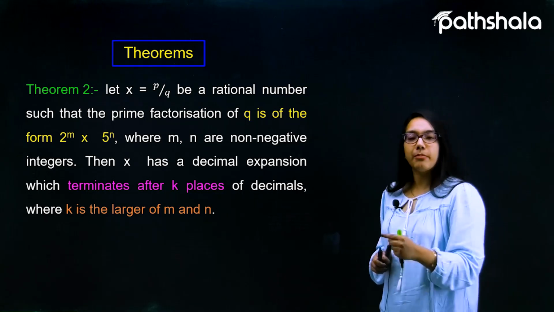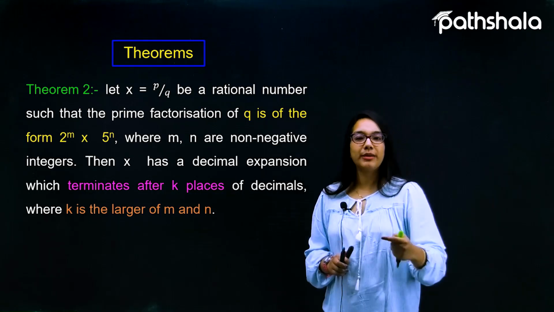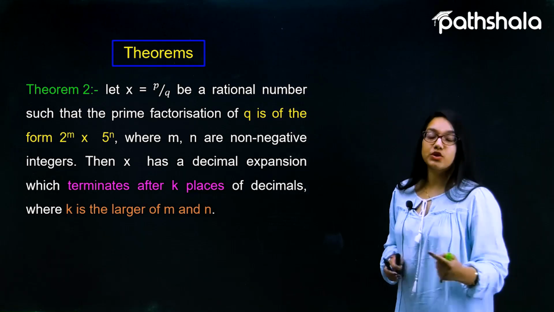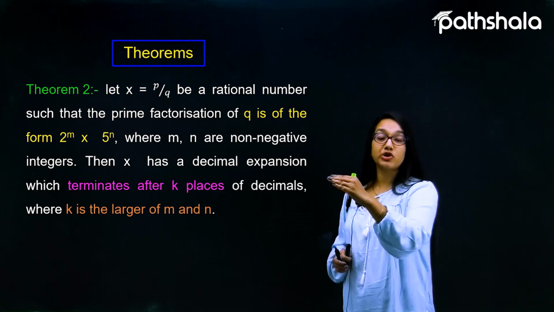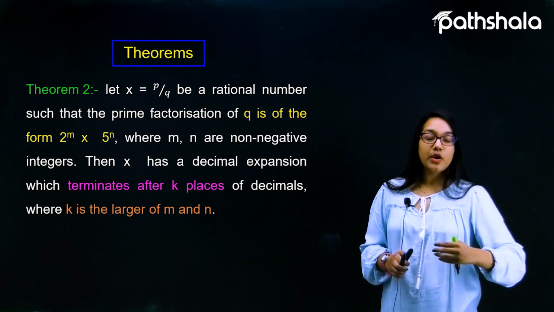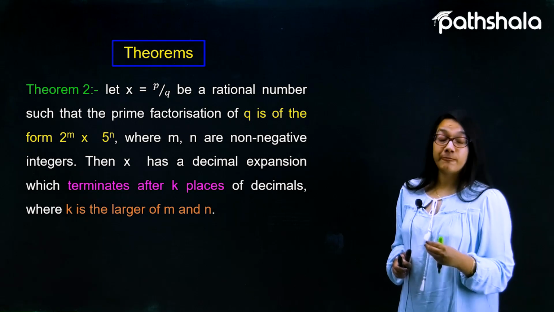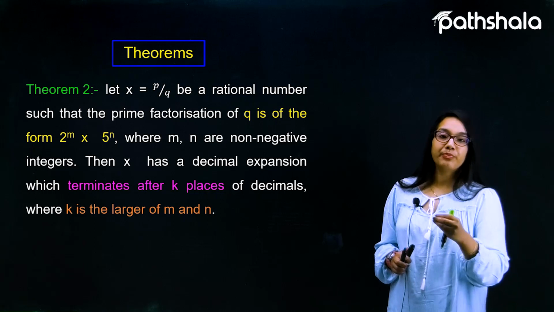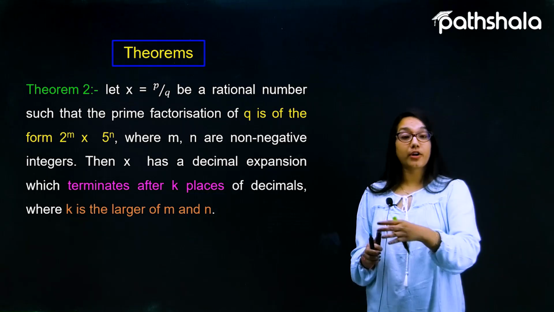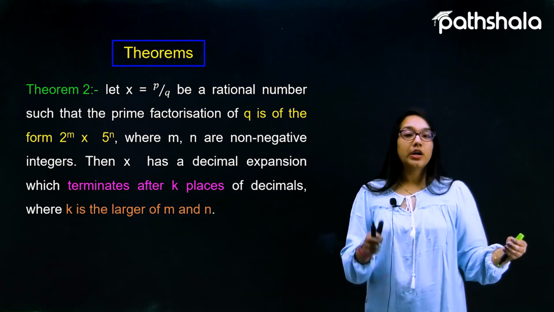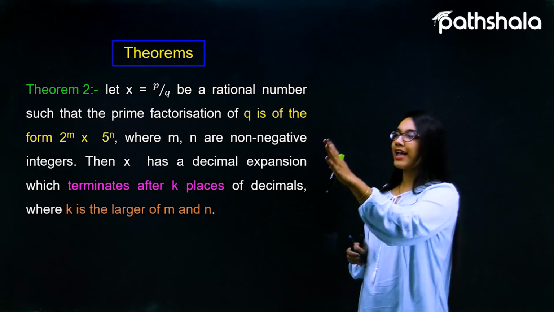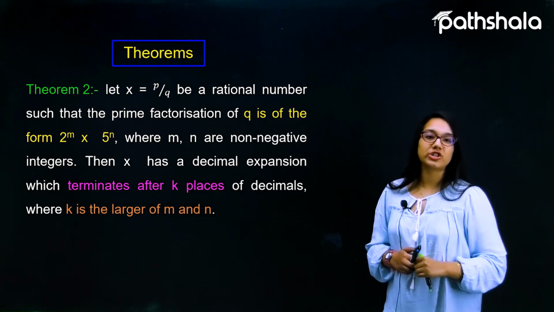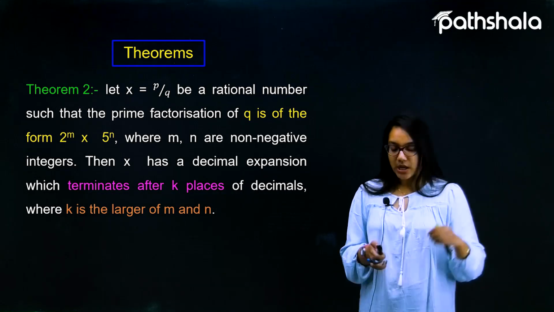So this theorem helps us find out after how many places of decimal a rational number can terminate. This is another important theorem which helps us solve many questions of the form P by Q, in which the question asks after how many decimal places a particular rational number can terminate. So this is again an important theorem. Let's move on and do some questions related to these two theorems.